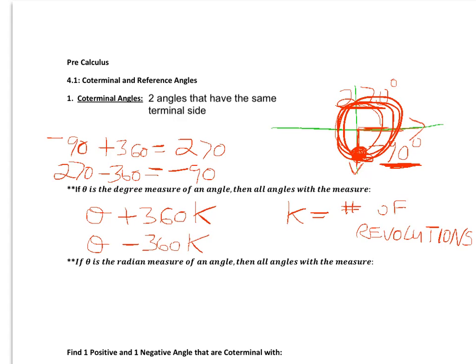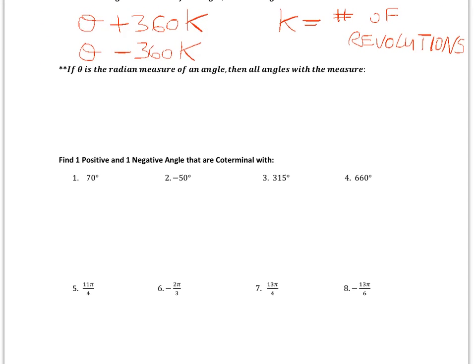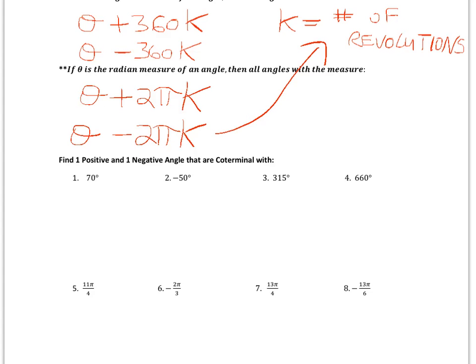Now, if I do this in radians, I'm going to do the same exact thing, but I have to replace 360 degrees. 360 degrees is 1 revolution. So 1 revolution in radians, as we learned previously, is 2 pi. So if you take whatever angle you have and add multiples of 2 pi to it, or subtract multiples of 2 pi from it, then you're at the same point in the unit circle. They're coterminal. And again, k is the number of revolutions.